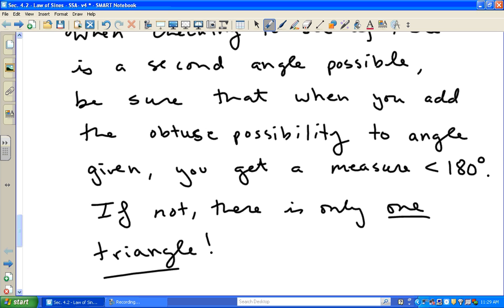Now this concludes this lesson on solving side-side angle triangles.